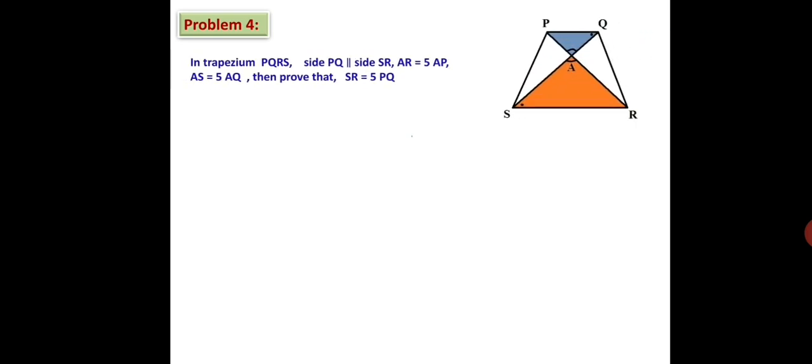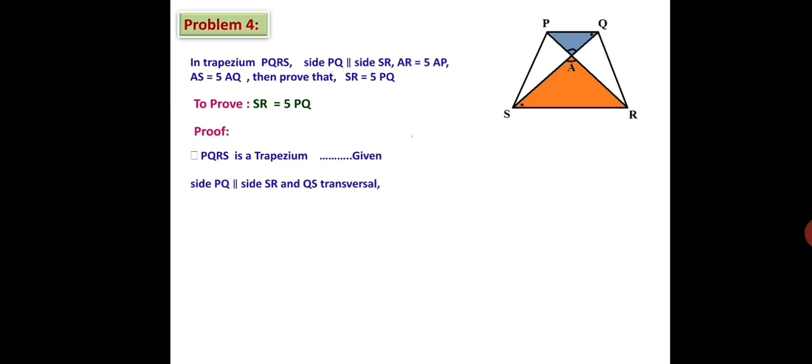Now let us consider the next problem, number 4. In trapezium PQRS, side PQ is parallel to side SR, AR is 5AP, AS is 5AQ, then you have to prove that SR is equal to 5PQ. So let us try for the proof. Quadrilateral PQRS is a trapezium, that is given. Side PQ is parallel to SR and QS is the transversal. At that time you are getting angle QSR congruent to angle SQP, that is alternate angles.